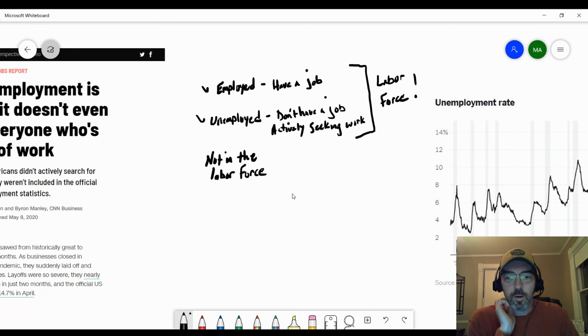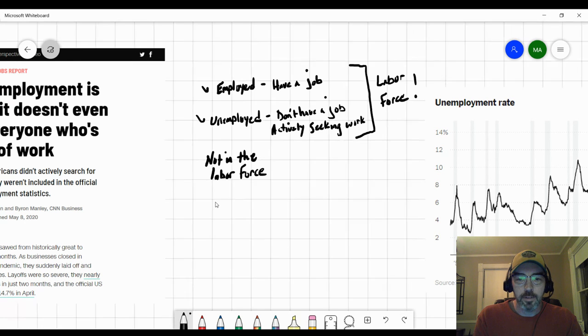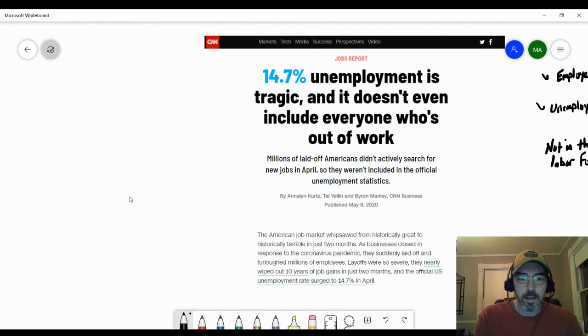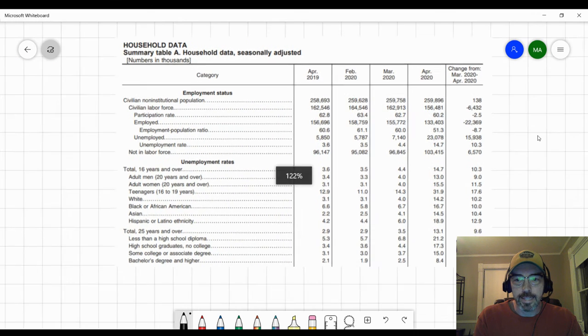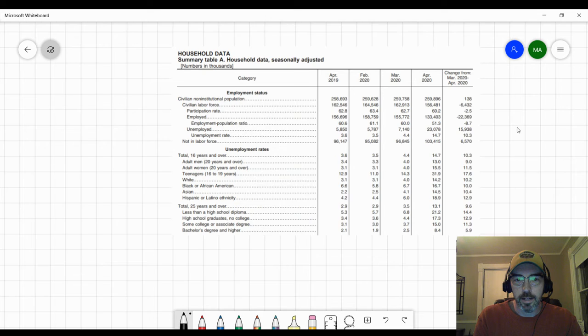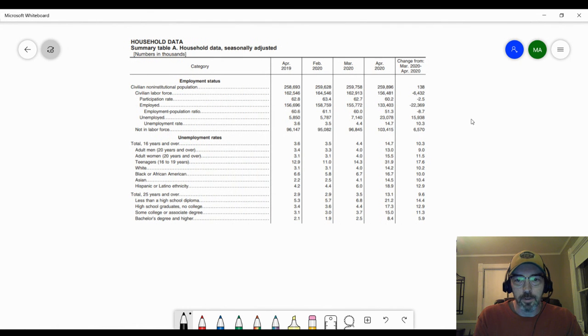And that's an important statistic. Okay, so make a note of that. That is critical. And let's go ahead and take a look at the actual data from our country. So I went ahead and pulled this data right here from the Bureau of Labor Statistics. I'm going to help you understand what this all means.